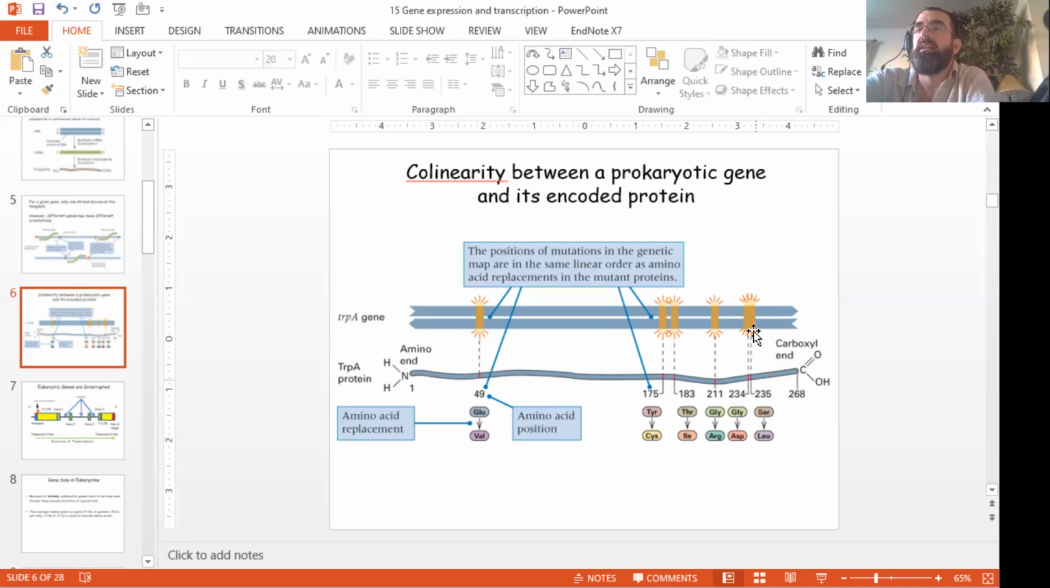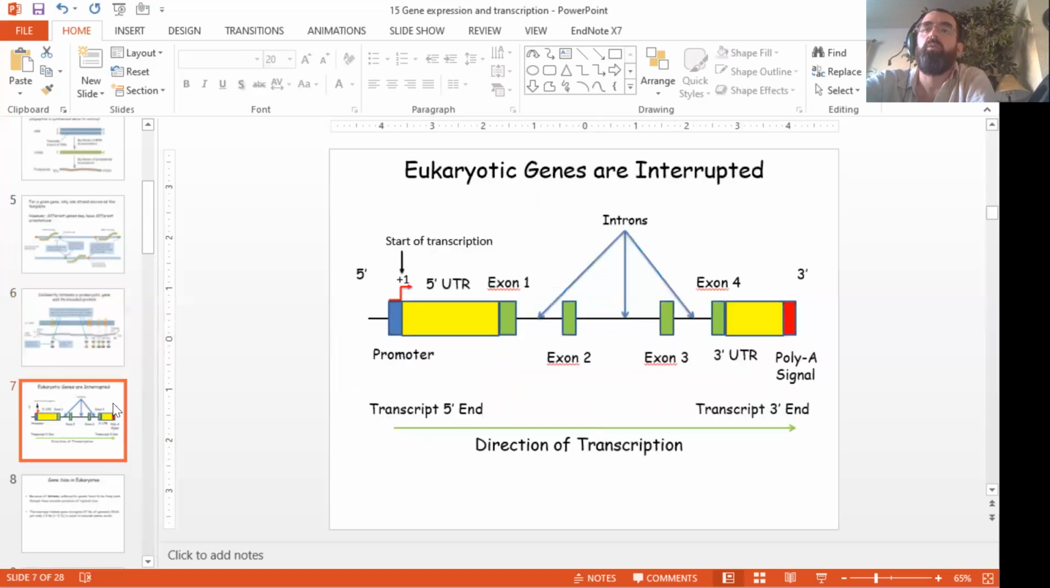And so you can directly map, if there are mutations at any point along here, which amino acid is going to be changed because it corresponds directly. Now you might be thinking, okay, isn't that always the case? But it's not the case with eukaryotes, because eukaryotes have interrupted genes.